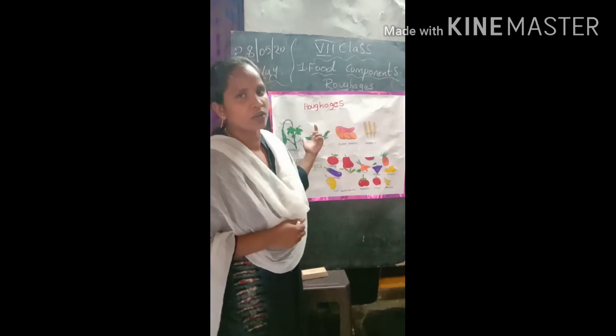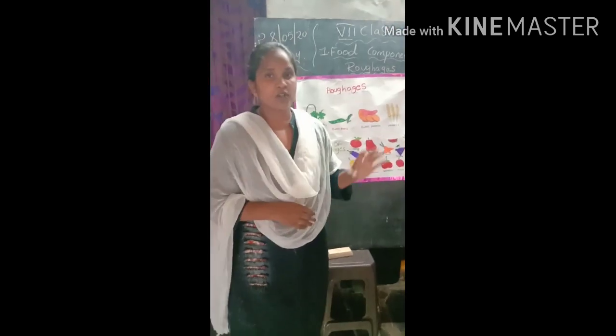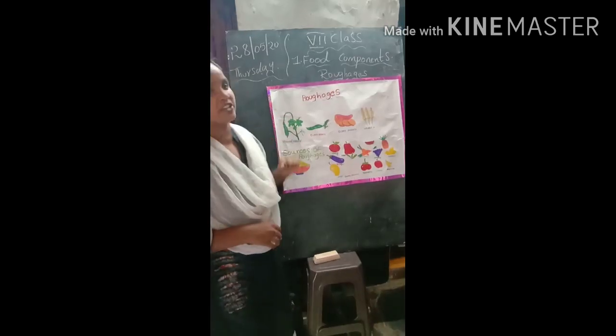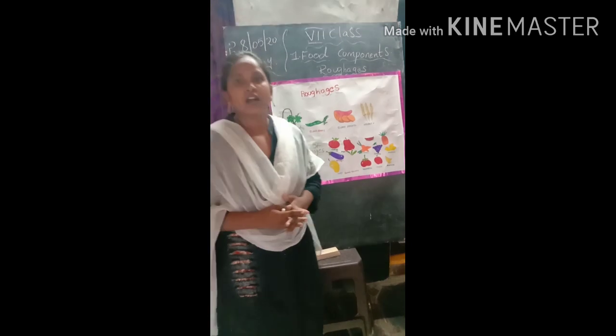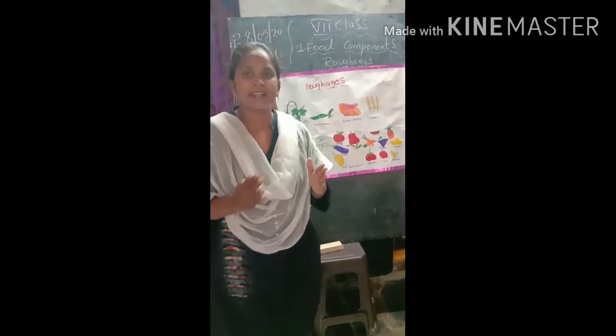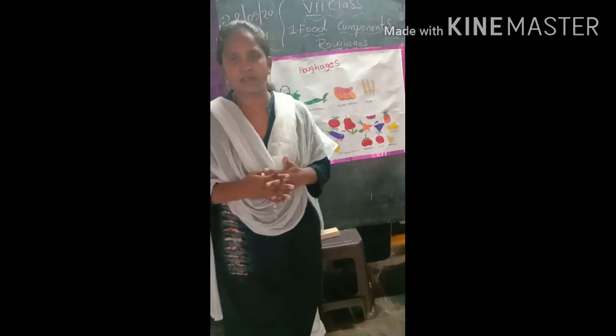These two are also important components. They are roughages and water. Today we are going to discuss roughages and water. First, coming to roughages. What are roughages? Roughages are one kind of carbohydrates that our body fails to digest.